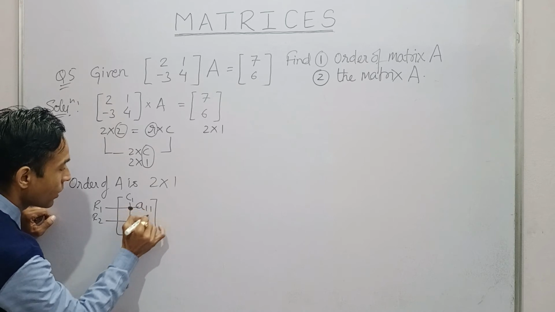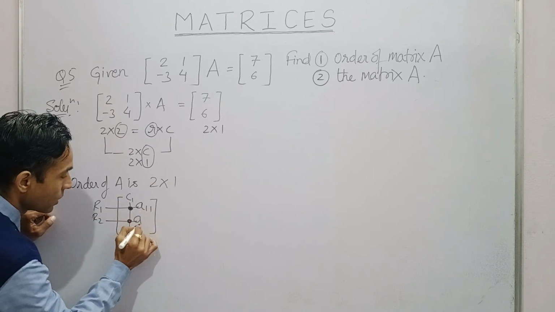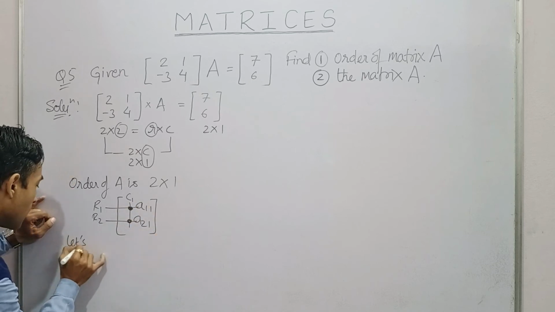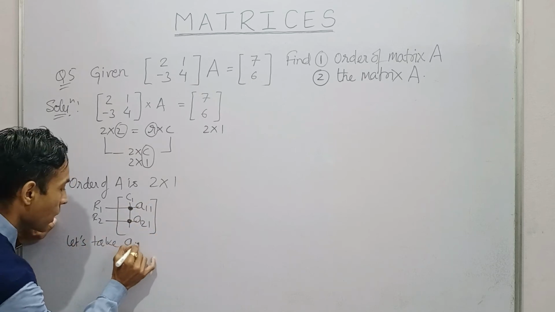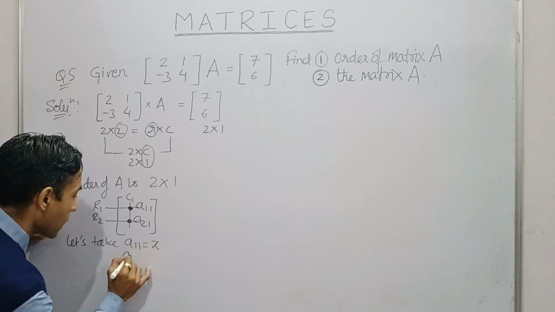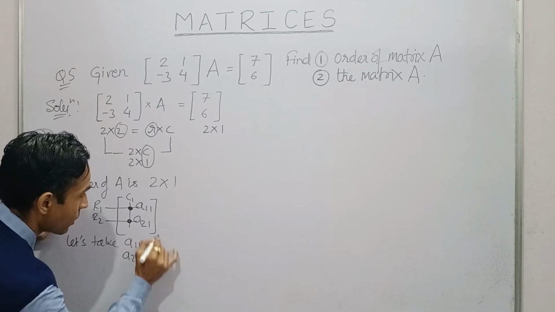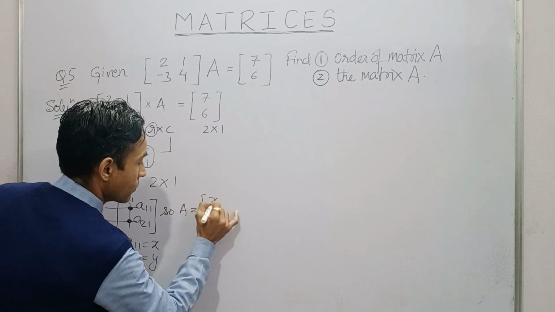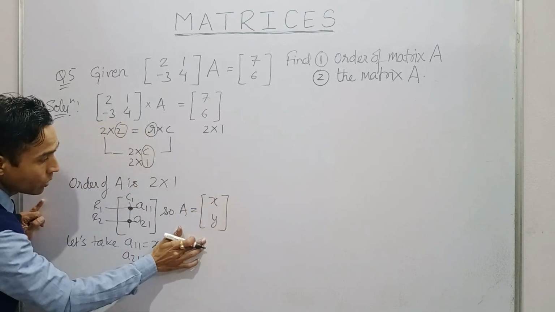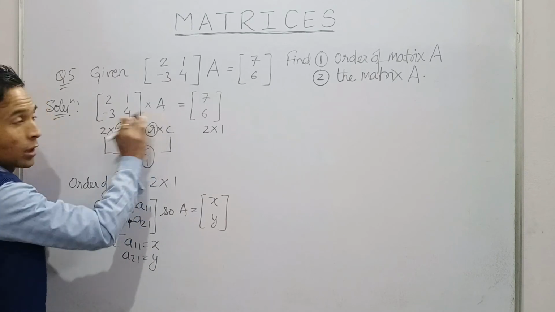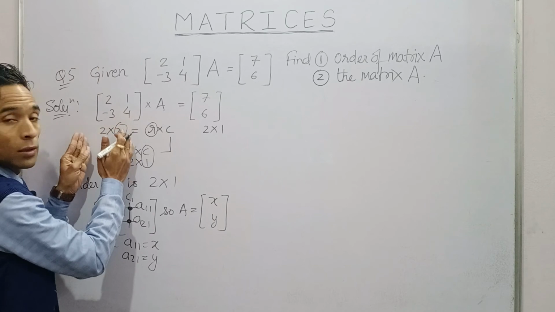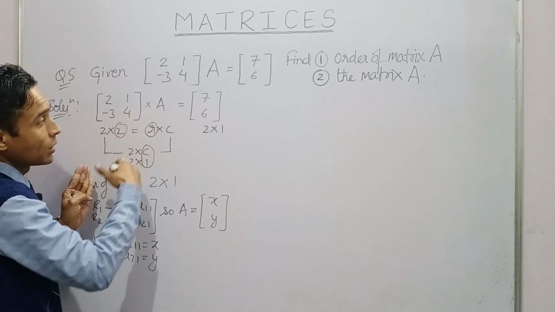This is A11, first row, first column. This is A21, second row, first column. Let's take A11 as x, A21 as y. So A is, now we will substitute A here in this equation. We will multiply them on the left hand side and we will equate them with the right hand side.